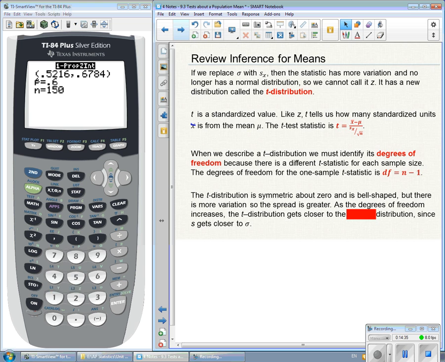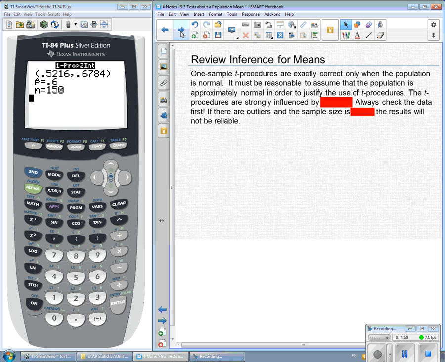The t-distribution is going to be symmetric about 0 and is bell-shaped, so it's very similar to a standard normal curve, but it's going to have more variation, so the spread is going to be greater. As the degrees of freedom increases, as our sample size gets larger, the t-distribution is going to get closer and closer to the normal distribution, since s is going to get closer to sigma. Because remember, the larger our sample, the closer it is to the population.